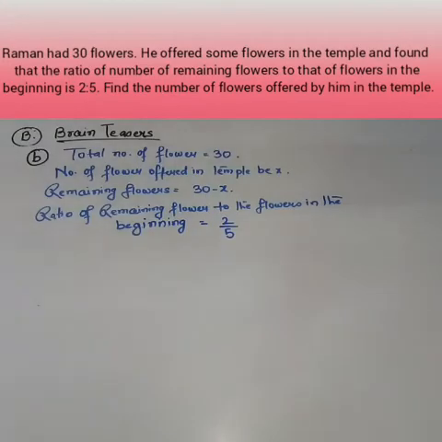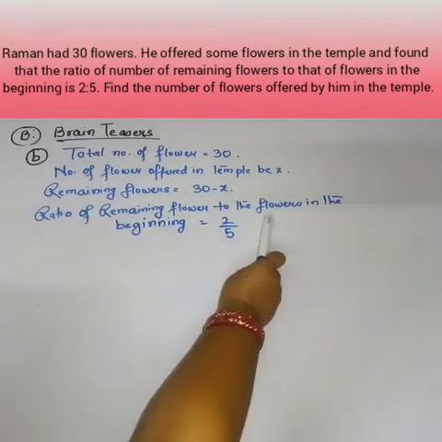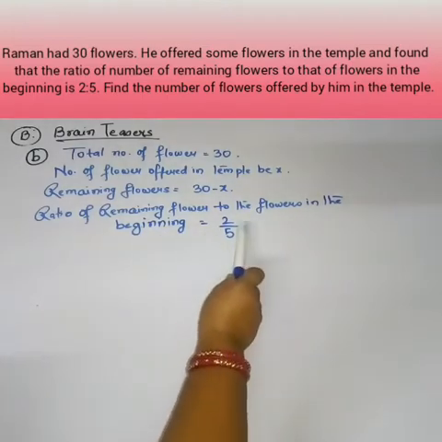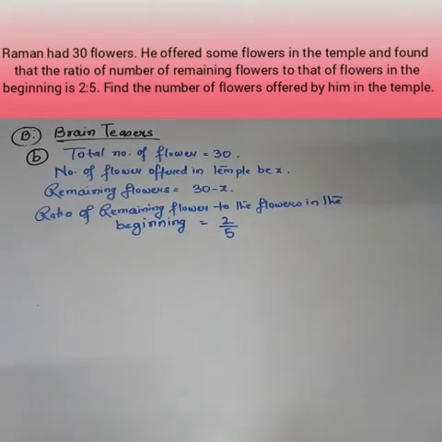So moving on to the second question. The second question is, Raman had 30 flowers. That means the total number of flowers is 30, and I have written here on the board. He offered some flowers in the temple and found that the ratio of remaining flowers to the flowers in the beginning is 2:5. So I have written here 2 by 5. Ratio I have written in fraction, that is 2 by 5. And the last line is, find the number of flowers offered by him in the temple. So we have to find the number of flowers offered in the temple.